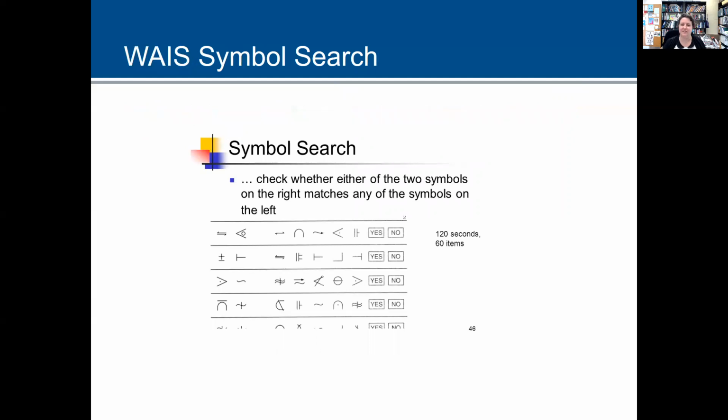Symbol search is where you check whether each of the 2 symbols on the right matches any of the symbols on the left. So you have to go through and actually match these up. There are 60 items you're supposed to go through and try to find, and you have 120 seconds. So most people don't get through the whole thing.